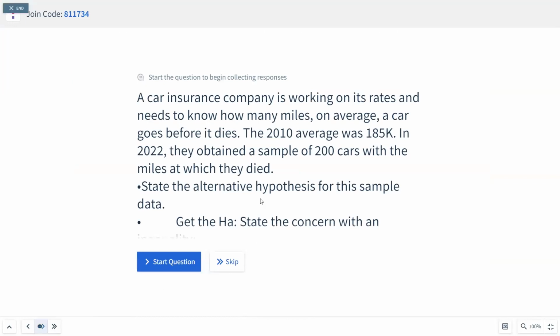Right. So a car insurance company is working on its rates and needs to know how many miles on average a car goes before it dies. The 2010 average was 185,000. In 2022, they obtained a sample of 200 cars with the miles at which they died. So here's our sample size, n equals 200. State the alternative hypothesis for this sample data.